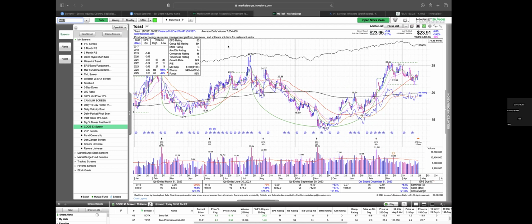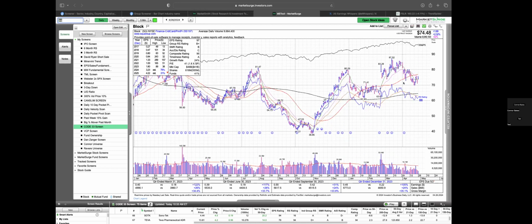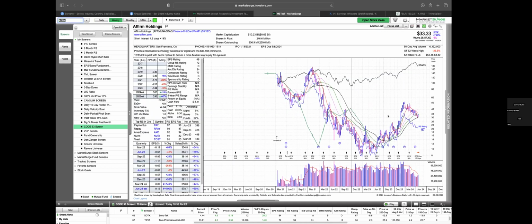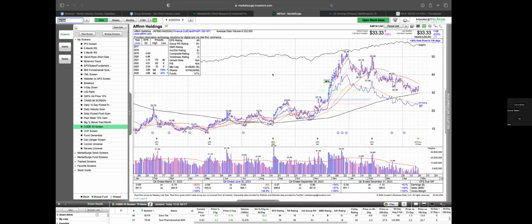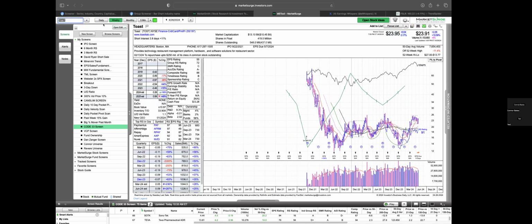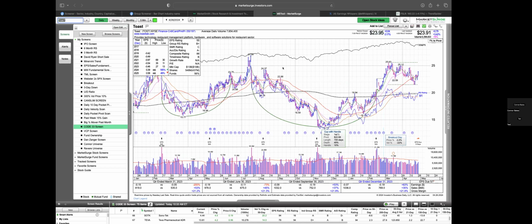And if we look at some of the other payment processors, Square, weekly wise, is just still building. Daily is a bit of a mess. Affirm is bouncing off the 200-day. The weekly looks better, but still kind of a mess. So Toast looks like the leader in this area, and one to watch moving forward.